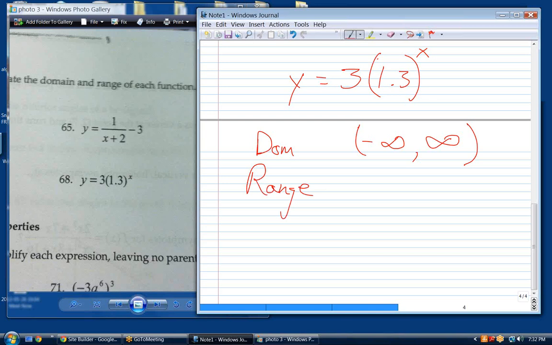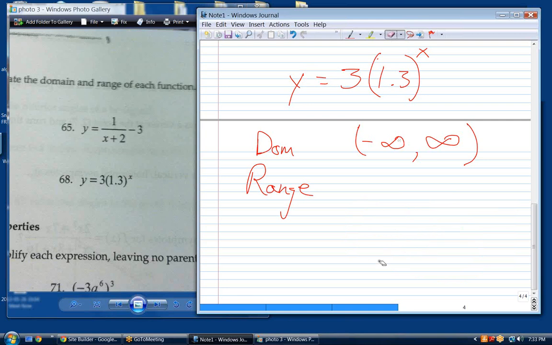Can y be negative? No, there is no value. Tell me a value for x that makes y negative. None. There aren't any. Even if I put in negative a billion for x, all that means is 1 over 1.3 to the billionth power. That's not negative. That's a positive number. It's a very small number, but it's a positive number. So no matter what I let x equal, y has to be positive.